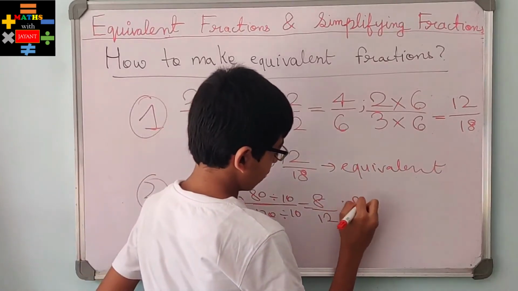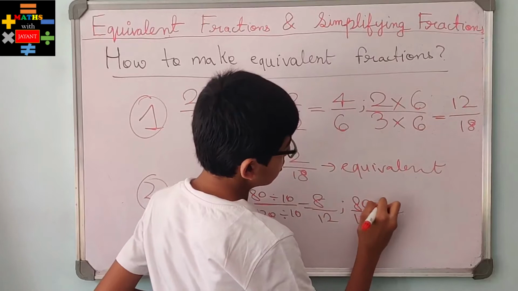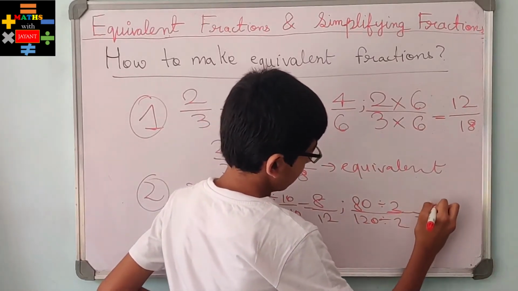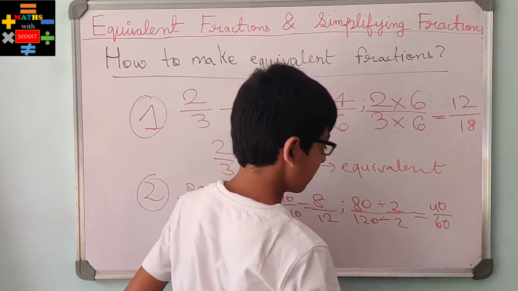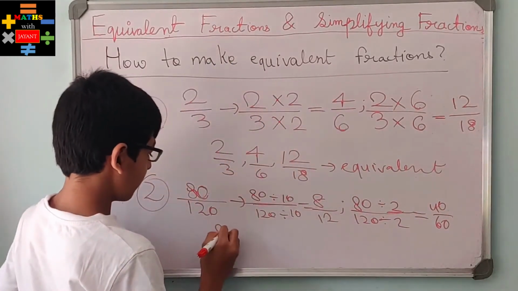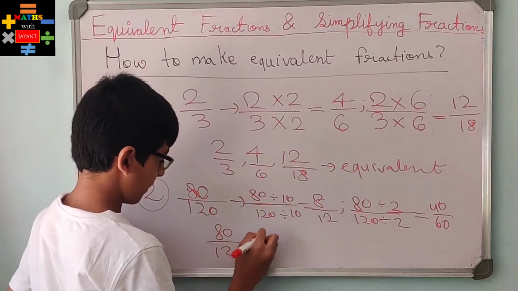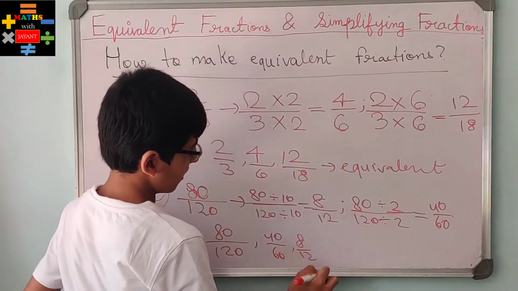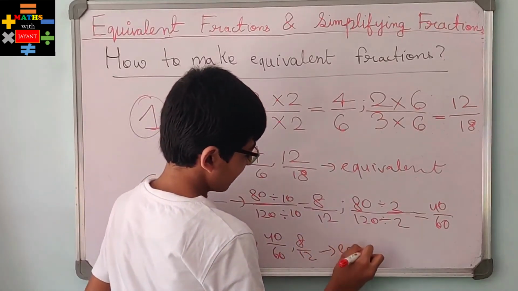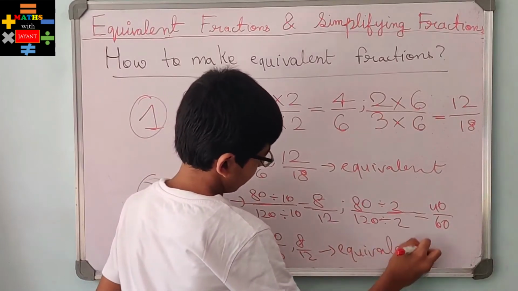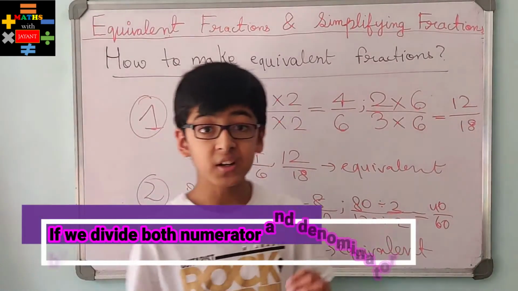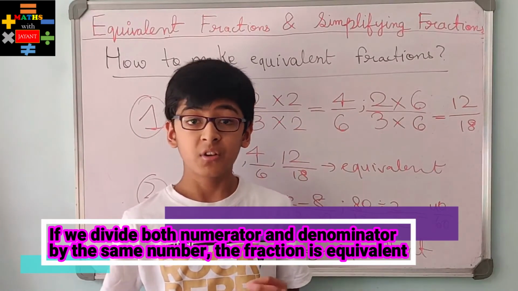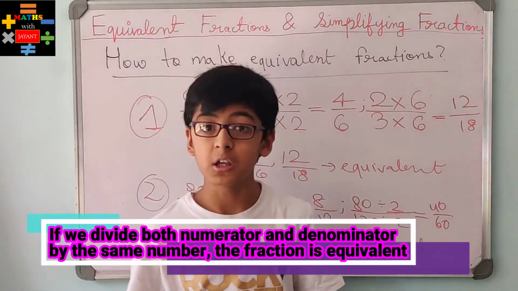They both are also divisible by 2. So like this we get 40 by 60. So right now we've got 80 by 120, 40 by 60, 8 by 12 as they are also equivalent. So like this we understand that if we divide the numerator and denominator both by one particular number, then the fractions will be equivalent.